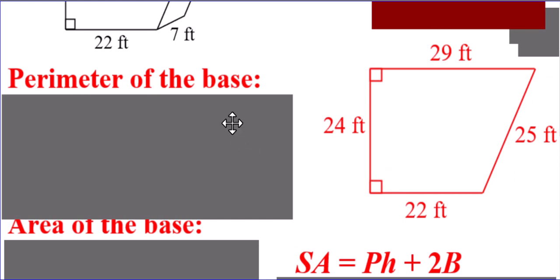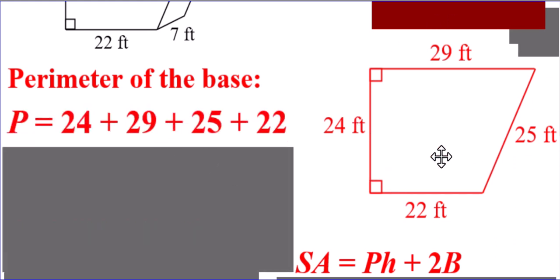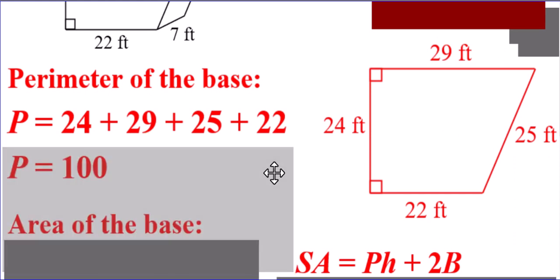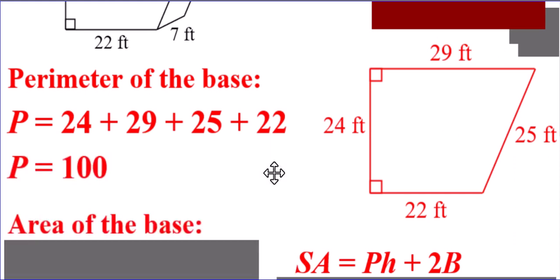All right, perimeter of the trapezoid. All you have to do is add the four sides of the trapezoid together. Not that big of a deal. You get a nice round answer of 100. Not that that's normal, but this one did.